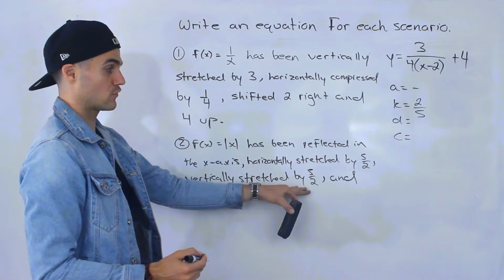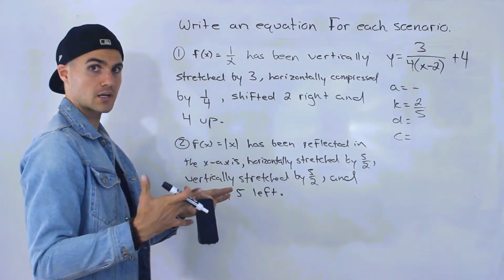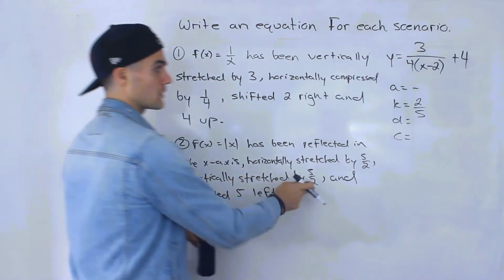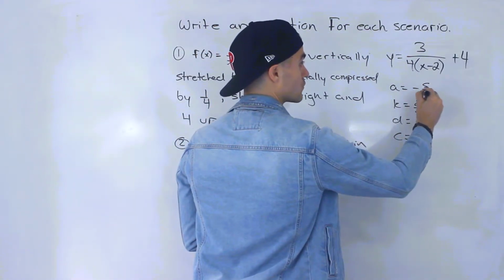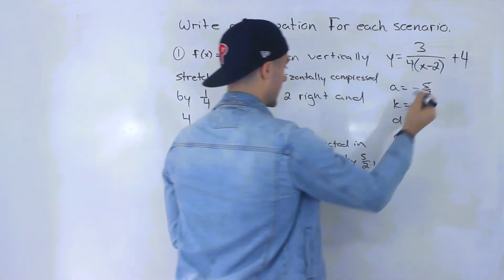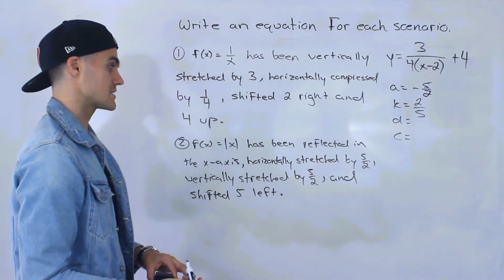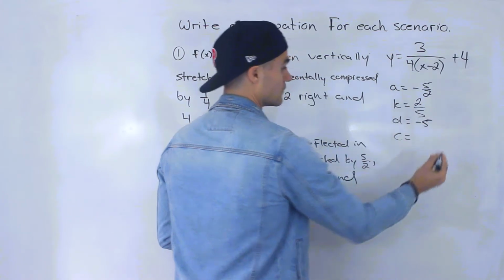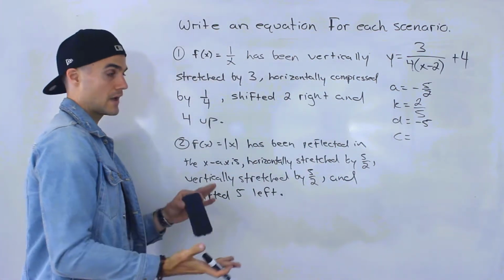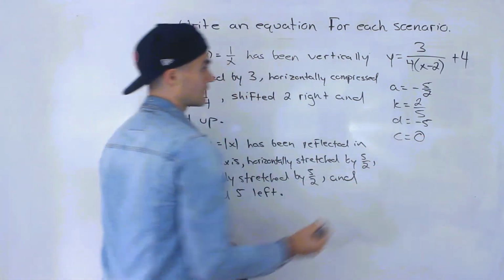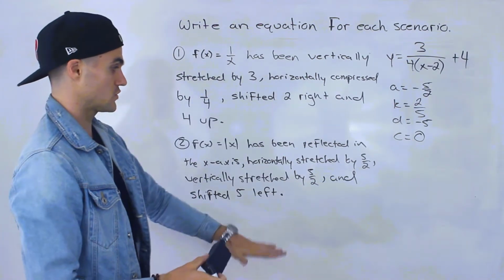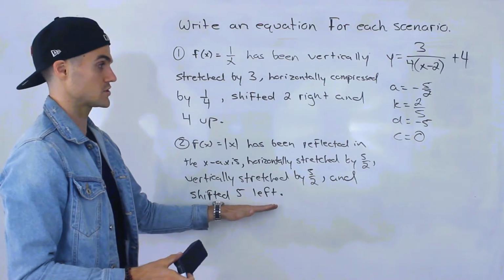Vertically stretched by 5 over 2. Remember, vertical stretches and compressions deal with the a value, but we don't have to flip the a value, so it would actually just stay as 5 over 2. And remember it's negative because of that reflection in the x-axis. And then shifted 5 to the left, the d value is negative 5. Notice there's no shift up or down. The c value is just 0. And those are the transformation values for these transformations.